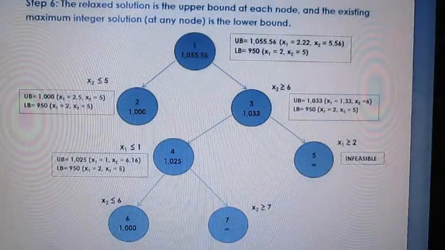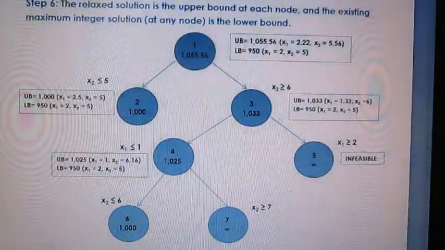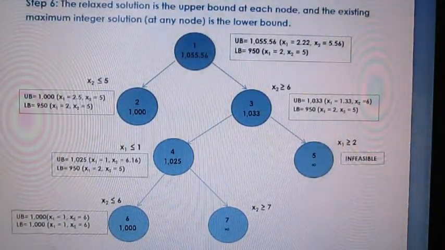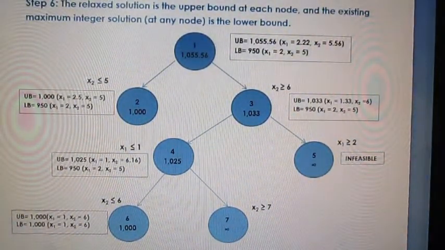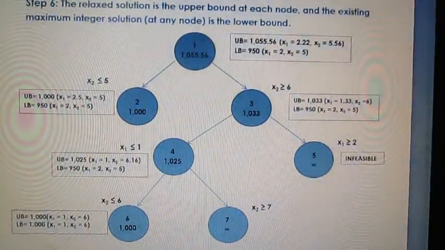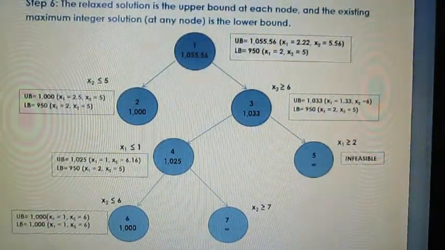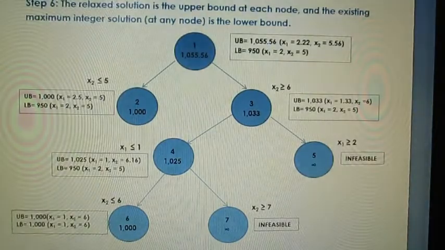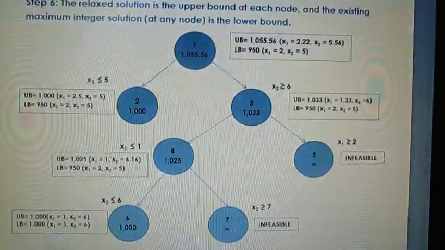So, tingnan na natin yung diagram natin. Lalagay natin yung upper bound and lower bound no node 6. The upper bound is 1,000 with variables x sub 1 equals 1 and x sub 2 equals 6. Tas yung lower bound niya din ay 1,000 with a variable x sub 1 equals 1 and x sub 2 equals 6. Tapos yung node 7, infeasible. So, na-reach na natin yung optimal integer solution natin.